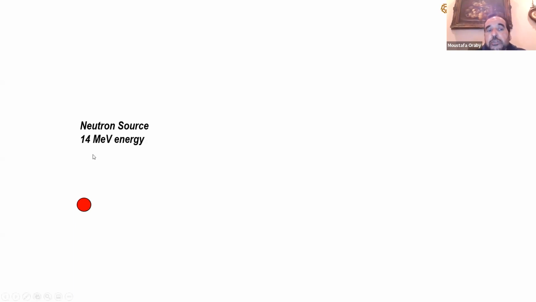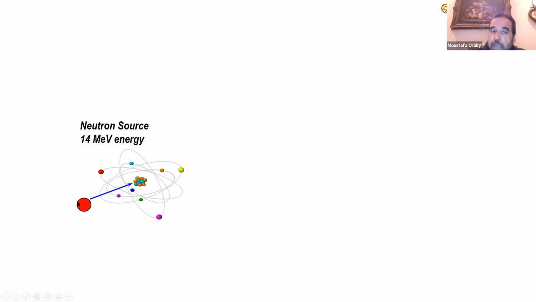Okay, so it's about 14 mega electron volt, and it's a man-made neutron source. So in this case, you can control the energy. 14 mega electron volt is the energy that you have from the source. The source will emit very high energy neutrons. So when this very high energy neutron goes, it hits the atom.